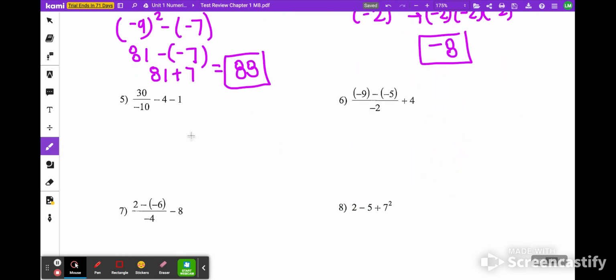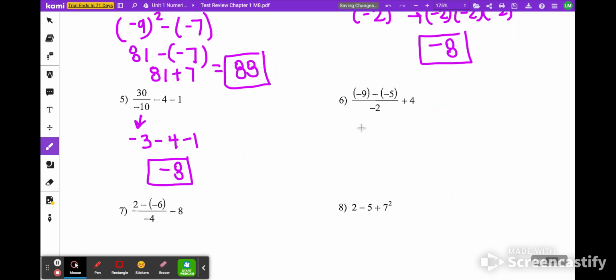Number 5, we have 30 divided by negative 10 minus 4 minus 1. And since we don't have any parentheses or exponents, we're now just scooting down to multiplying and dividing. 30 divided by negative 10 is negative 3. And then we'll just continue to subtract these. Negative 3 minus 4 is negative 7, minus 1 is negative 8.